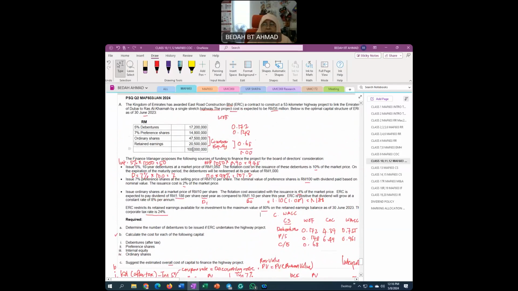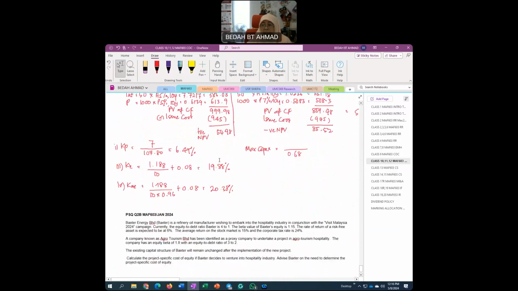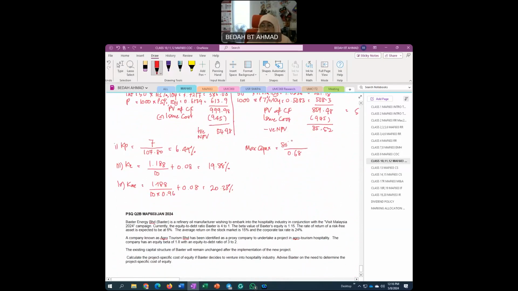So the balance as at 30th June is 20.5 million, and the ERC is using only 80% of the 20.5 million. So this will give 16.4 million. Don't forget to divide by 0.68. So the maximum capex is about RM24.1 million. So 24.1 million, compare with the cost of project.